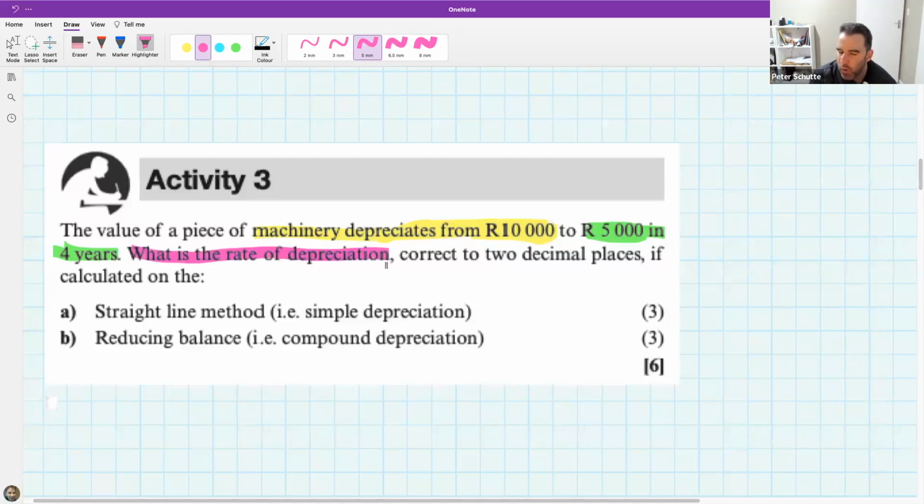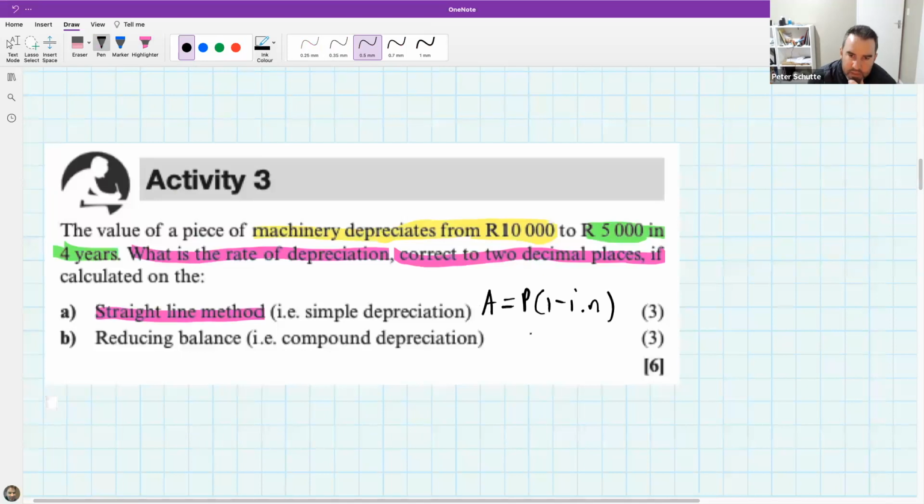Now, it asks, what is the rate of depreciation? It's almost like, what is the interest rate? What is the rate at which it's losing value? Correct to 2 decimal places. The first one is going to be straight line method or simple depreciation, so we have to use this formula. And the second one is going to be the reducing balance or the compound depreciation process.